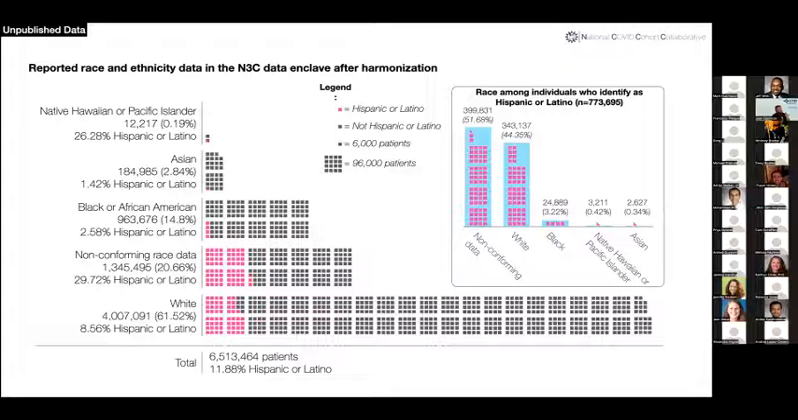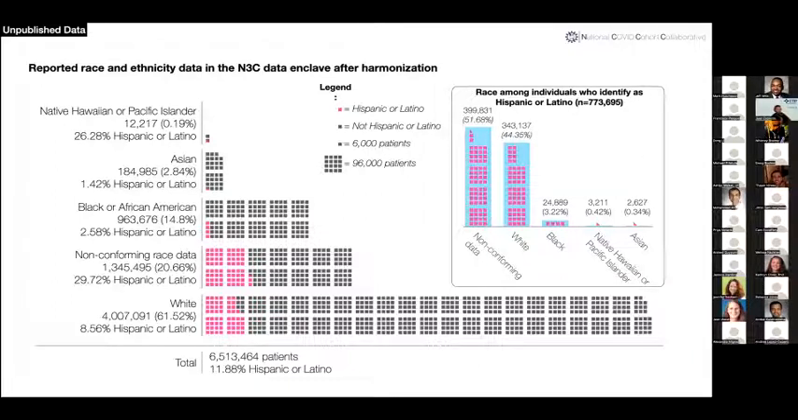The second largest race group in America is non-conforming, which tells you something about the way that we collect data in the United States and how that data may or may not represent the people in the US. You can see on the inside, the use of the color pink sort of gives you a sense of what proportion of each group is Hispanic or Latino, with one of the largest being in that non-conforming group. Over 51% of Latinos fell into that non-conforming group.